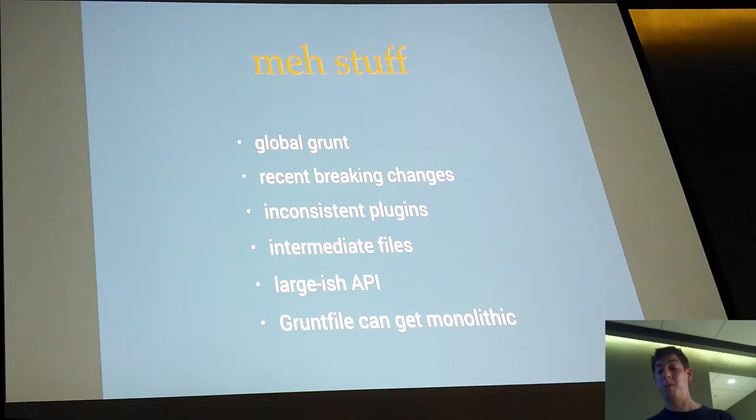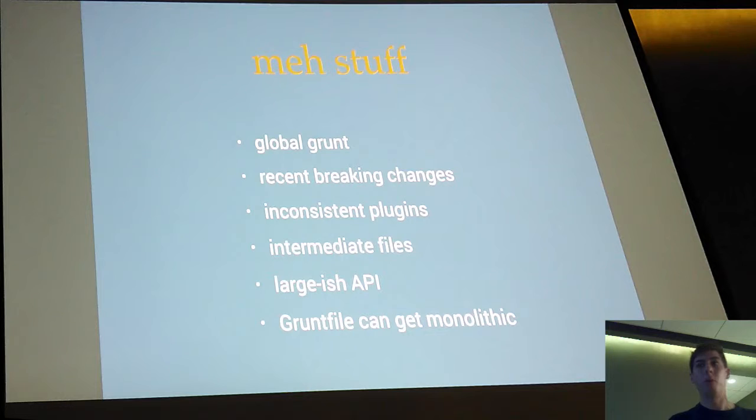Also, a big pet peeve with grunt is you need intermediate files. If I wanted to concatenate a bunch of JavaScript and then uglify it, I need to concatenate it, make a temporary file, and then uglify it, and that's my final file. So you're making this useless intermediary file for no reason, which we didn't have a problem with with the piping earlier in the package.json. Also, it has a large API, a lot to learn.